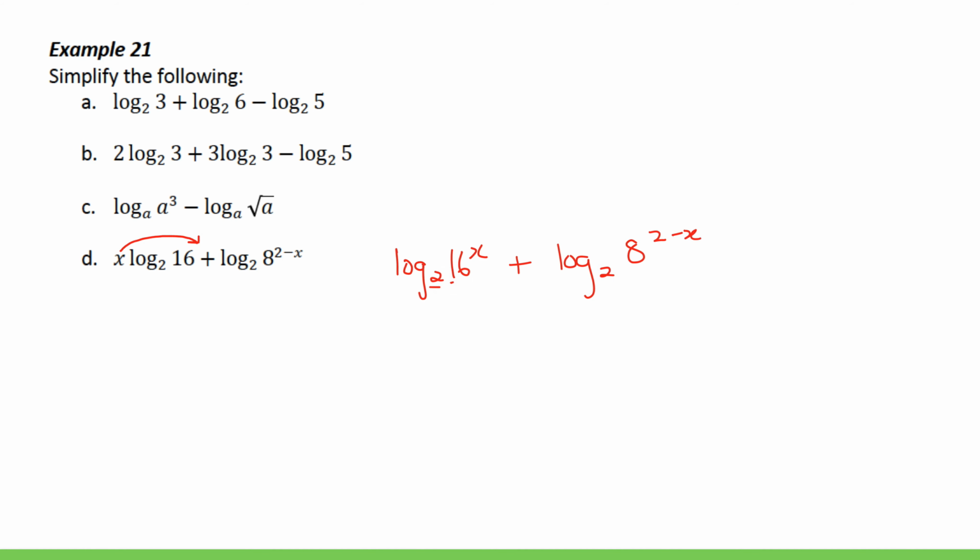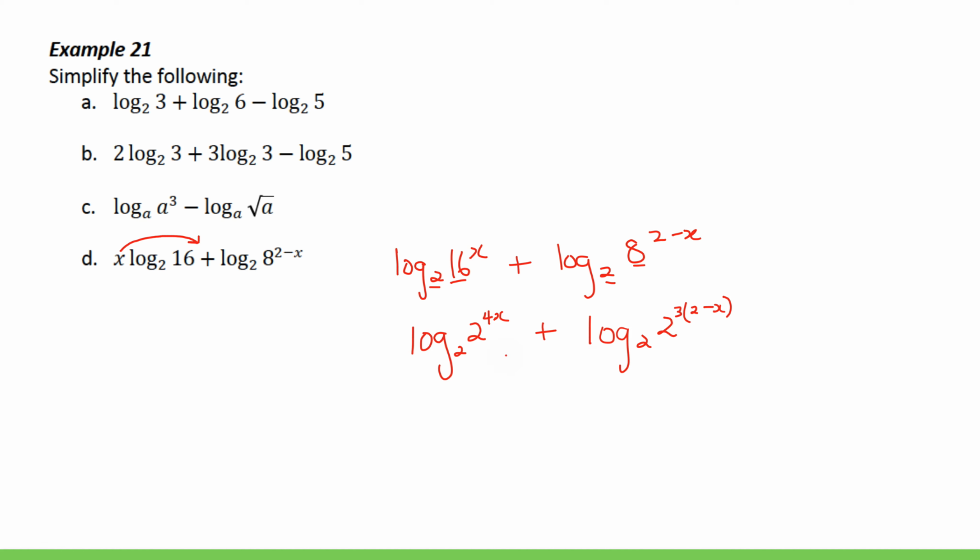And again, I can see that I can make these match. So 16 can be rewritten as 2 to the power of 4, so this will be 2 to the power of 4x. And 8 can be rewritten as 2 to the power of 3. Make sure that you put brackets if there's more than one term.